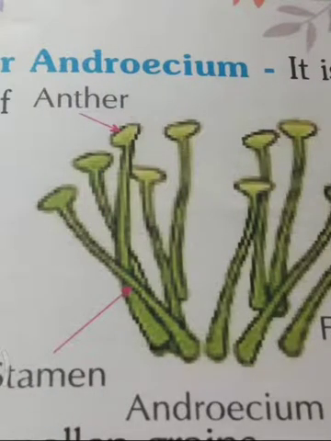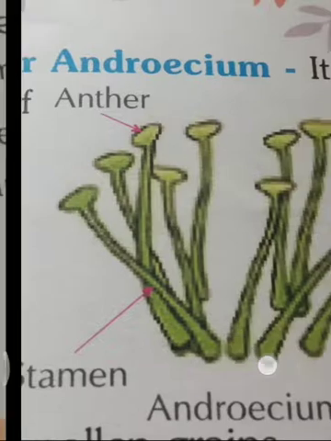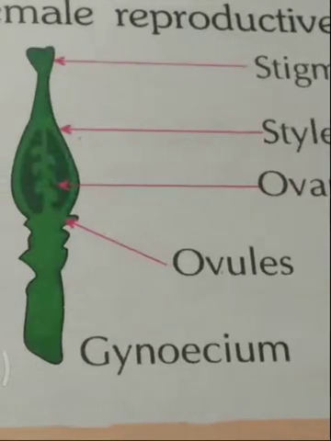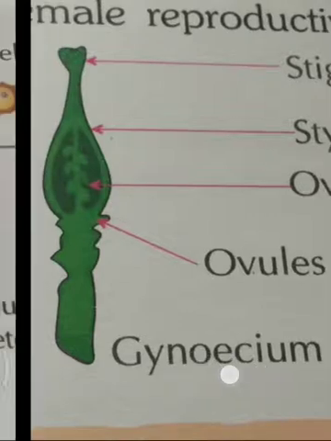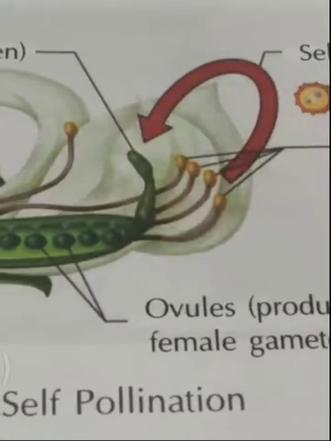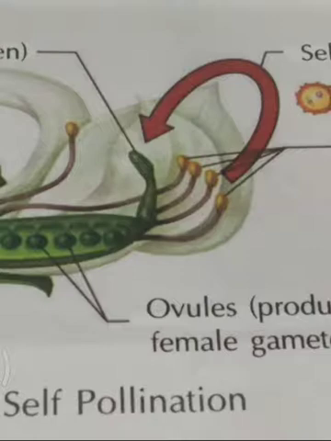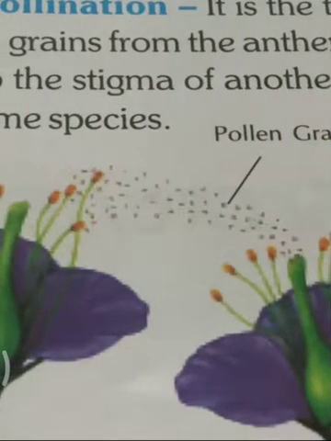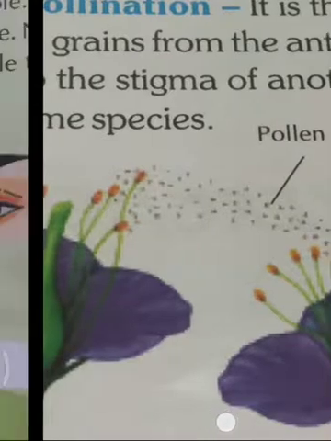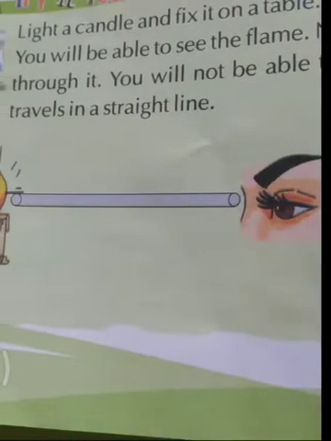The androecium we already discussed as anther and filament, and the anther contains pollen grains inside it which help in pollination. Then the gynoecium, which is the female reproductive organ of the flower, where ovules develop in the ovary. Then about pollination: self-pollination is when the pollen grain of a flower pollinates the stigma of the same flower of the same species. Cross-pollination is when pollen from the anther of one flower goes to the stigma of another flower with the help of wind and insects. We call it cross-pollination.